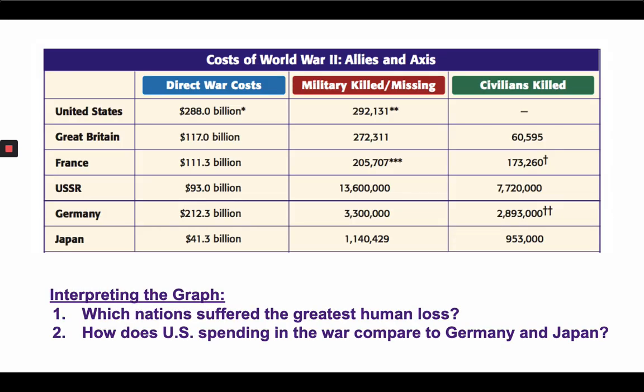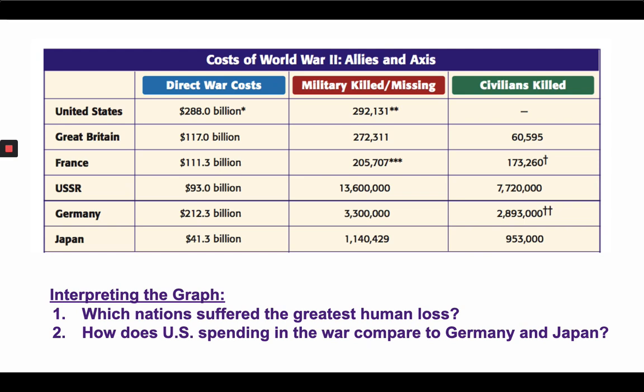If we look at the graph here, this graph shows the cost of World War II for both the alliances that were involved, so the Allied powers and the Axis powers, and the main countries that were part of that. So there's two questions that go along with this, and these two questions are in your notes as well. So the first question asks, which nations suffered the greatest human loss? And the second question is, how does U.S. spending in the war compare to Germany and Japan? So go ahead and pause this video and answer those two questions based on what you see in the graph.